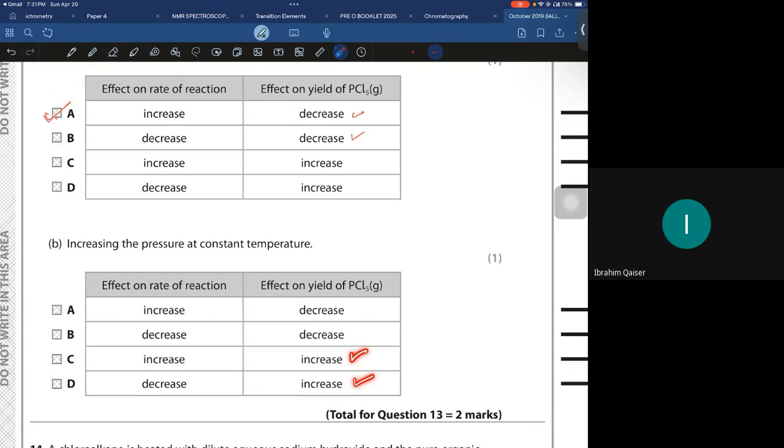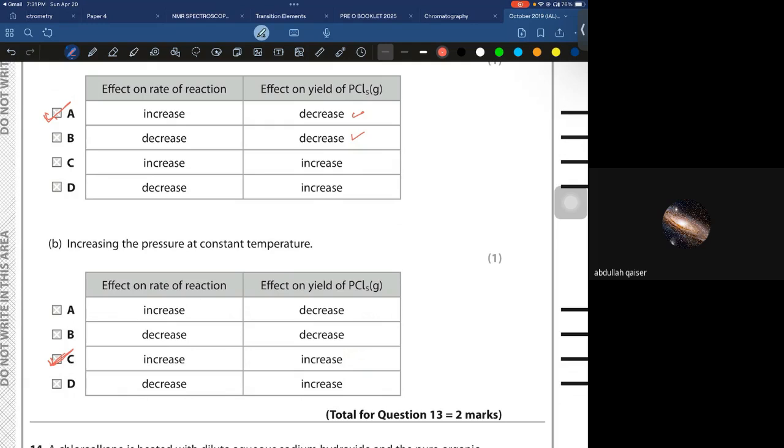Now we have to see the effect on the rate of reaction. So remember, pressure is directly proportional to the rate. When pressure increases, the volume decreases, particles come close to each other, and they would be colliding with each other. Hence, I can say the rate of reaction increases. So that's why option C is correct.